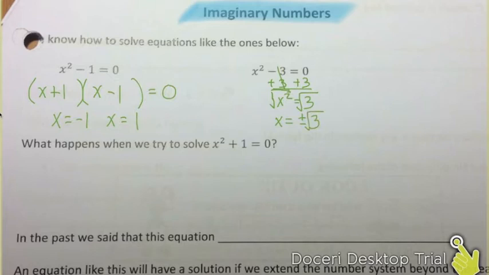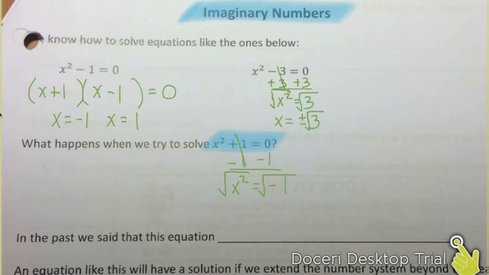Okay? So, those two should just be review. This next one here is where it gets a little tricky. We want to solve the equation x squared plus 1 equals 0. Now that's not the difference of two perfect squares, so we can't factor it, but we can try the other method. So if we subtract 1 from both sides, you'll have x squared equals negative 1. And we want to go ahead and square root that now.